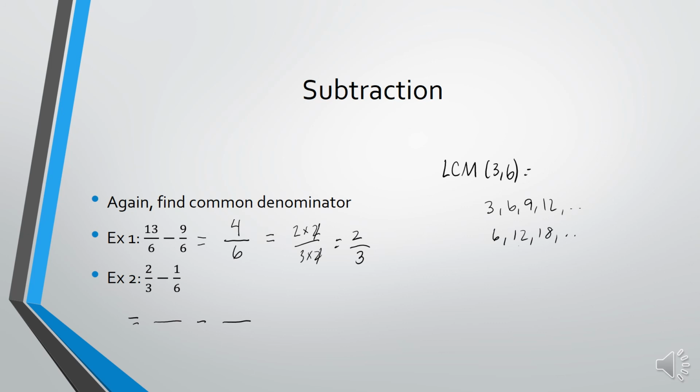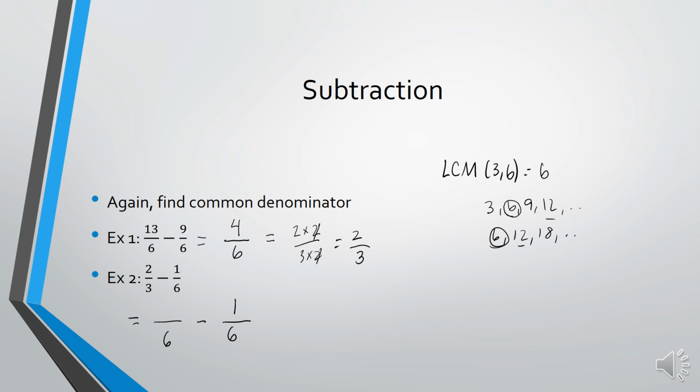I could use 12. That would be fine. It's just that you're going to have bigger numbers. So I'm going to choose 6 instead because that was the smallest. You can choose any multiple, but to make things easier, choose the smallest. So my new denominator is going to be 6. I didn't do anything to my second fraction, so we'll leave that as 1/6.